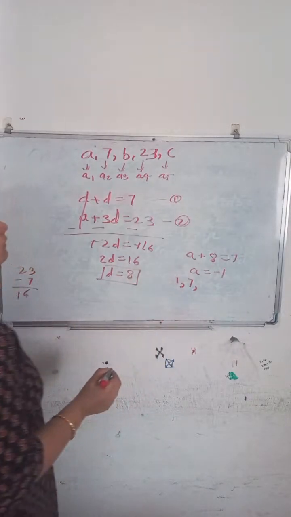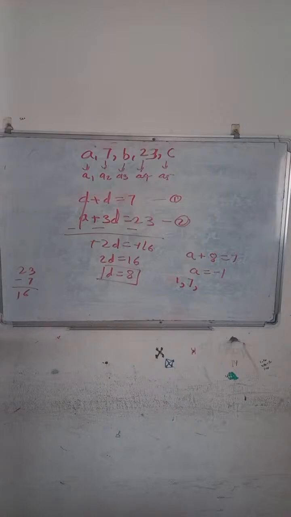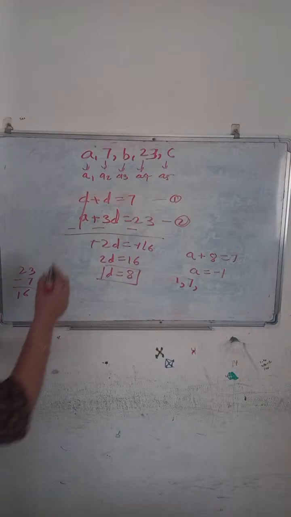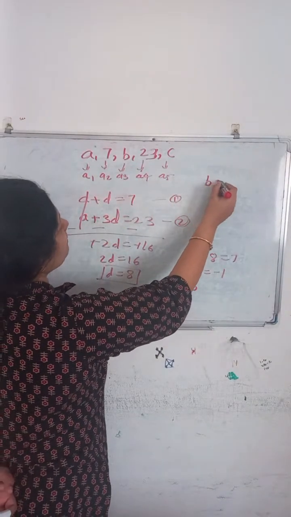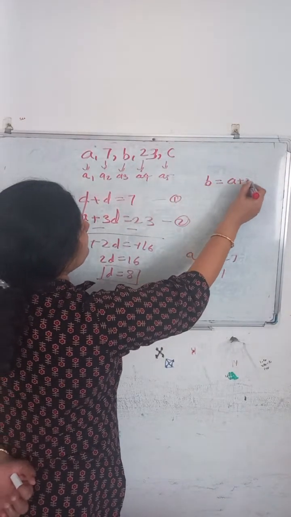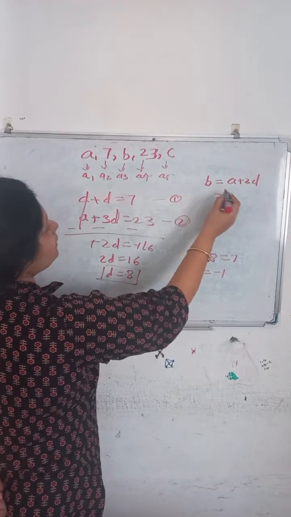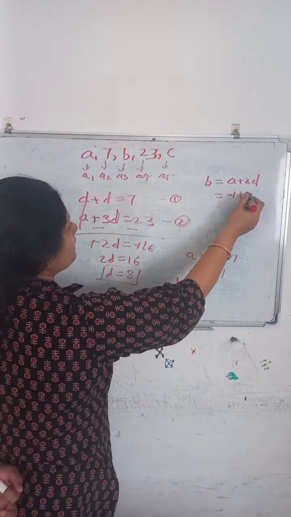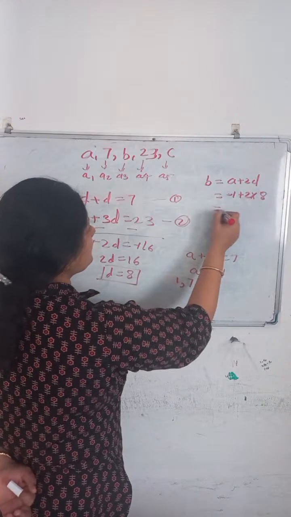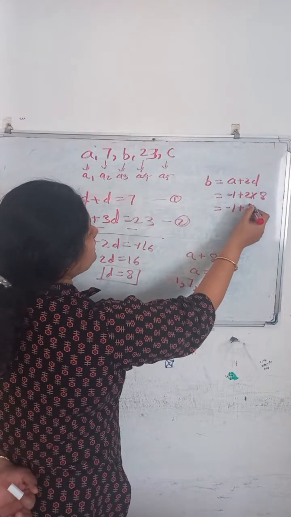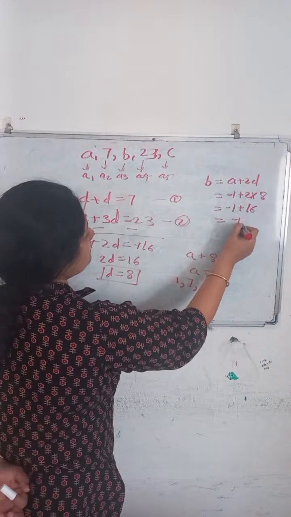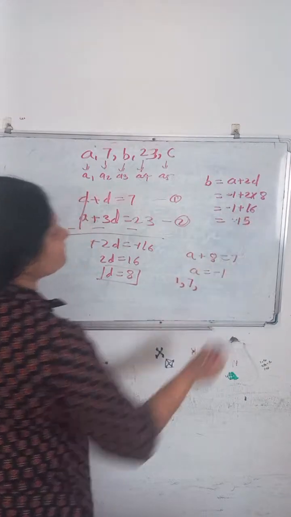Then B. How can you find B here? We have separate marks for B also. B is nothing but what? If I want this term B, B is nothing but A plus 2D, no? Correct? So A is minus 1, 2 into the common difference 8. So minus 1 plus 16 is nothing but what? You will get it as 15.